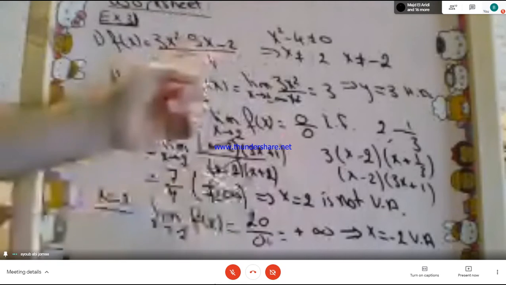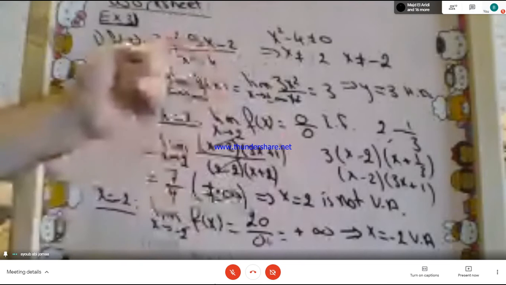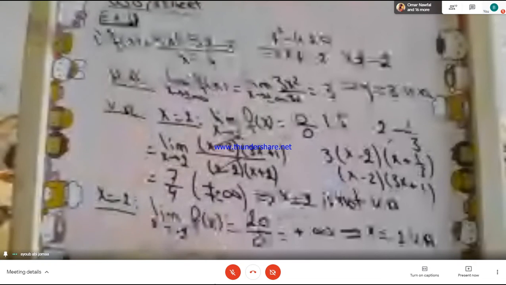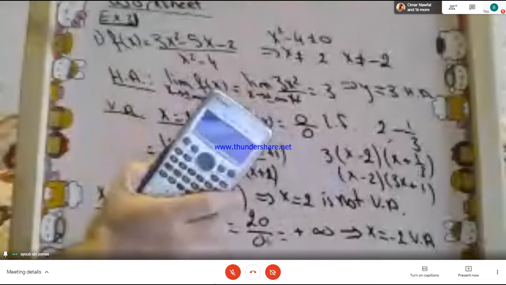This is a quadratic expression. 3x squared minus 5x minus 2 is a quadratic expression. Find the roots using the calculator. Do you know how?